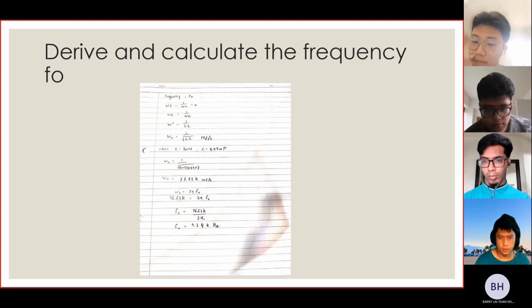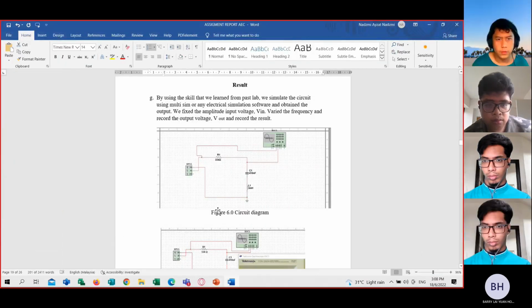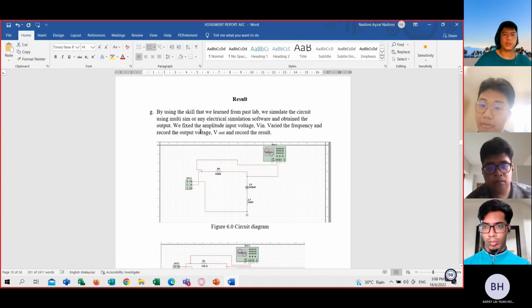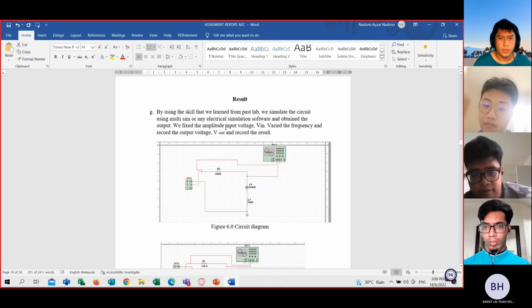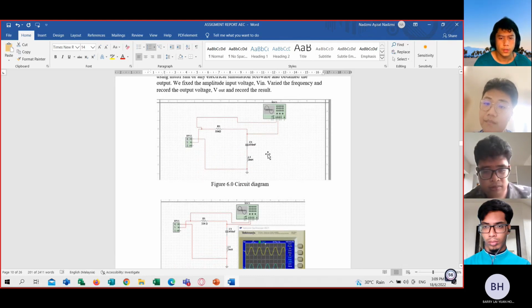And the next part is my partner's. So for the results, first things first, using the skills that we learned from the past lab, we simulate the circuit using Multisim or any other software, and then we obtain the output. We fix the amplitude of the input voltage Vin, vary the frequency and record the output voltage. So this is the circuit diagram for our band stop filter.